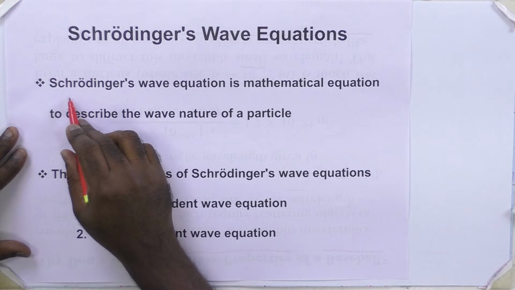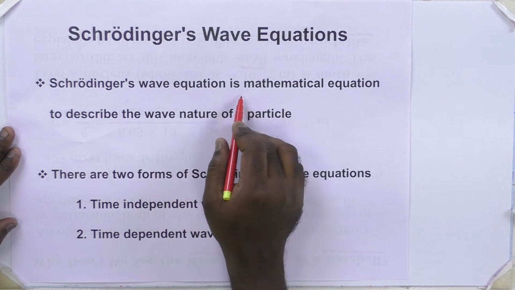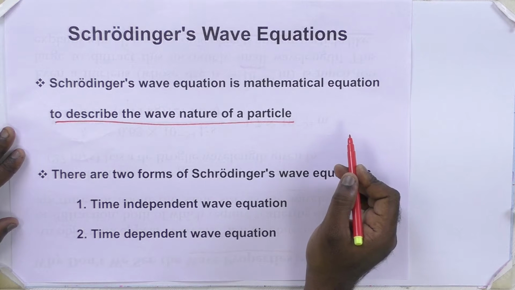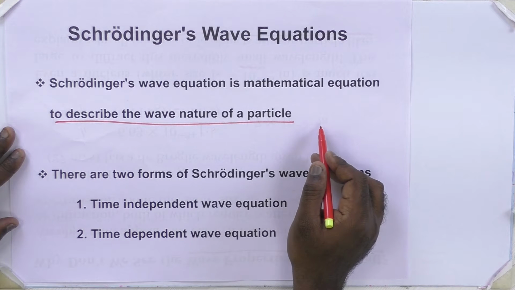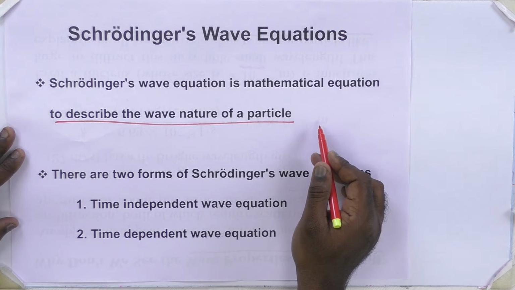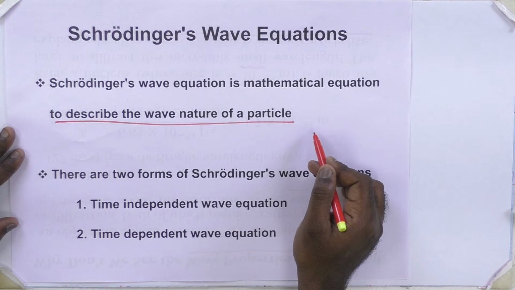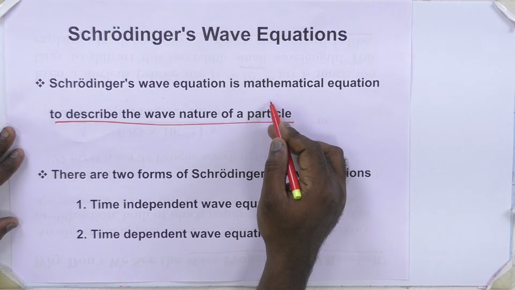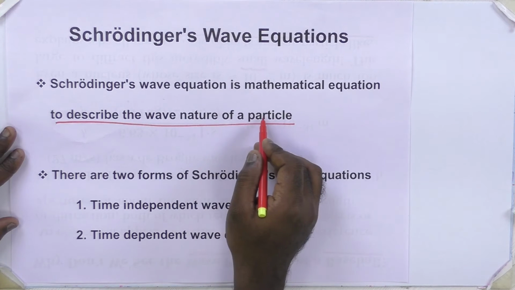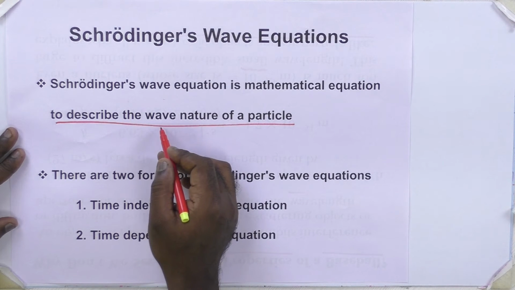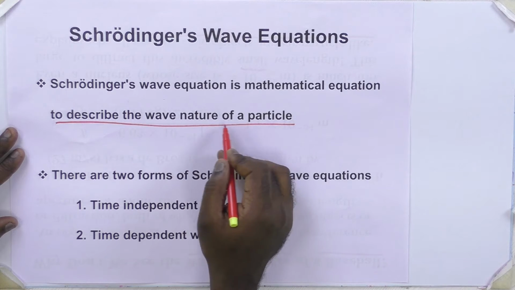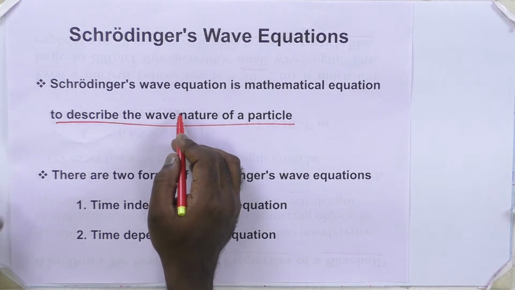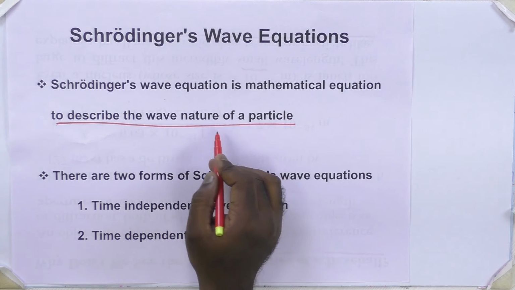The Schrödinger wave equation is a mathematical equation to describe the wave nature of the particle. Earlier we have seen that the photoelectric effect shows particle nature of waves, and de Broglie showed that a particle behaves like a wave. So in order to explain the wave nature of the particle, Schrödinger developed a theory.